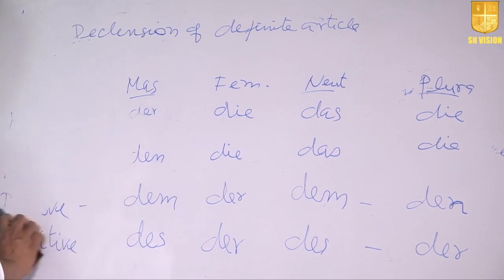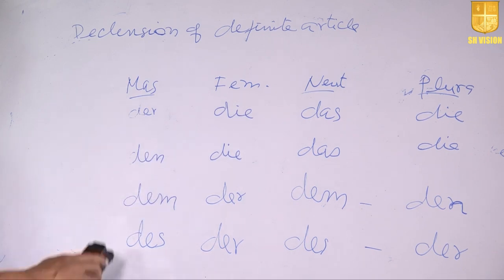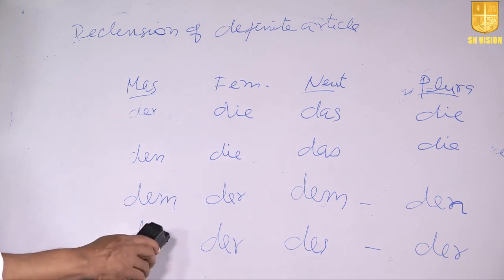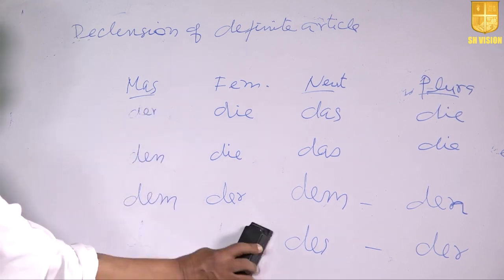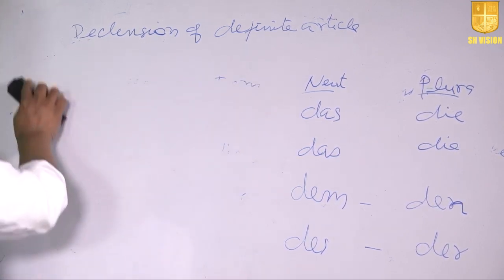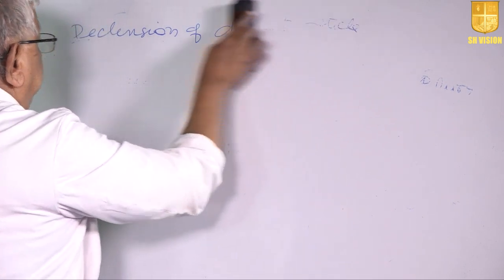Now you learn some vocabulary. Remember, masculine: der, die, das, that is nominative. Den, die, das, that is accusative. Dem, der, dem, that is dative. Des, der, des, that is genitive case. In plural, die is nominative and accusative. Den is dative case. Der comes on the other side, der is genitive plural. Okay.